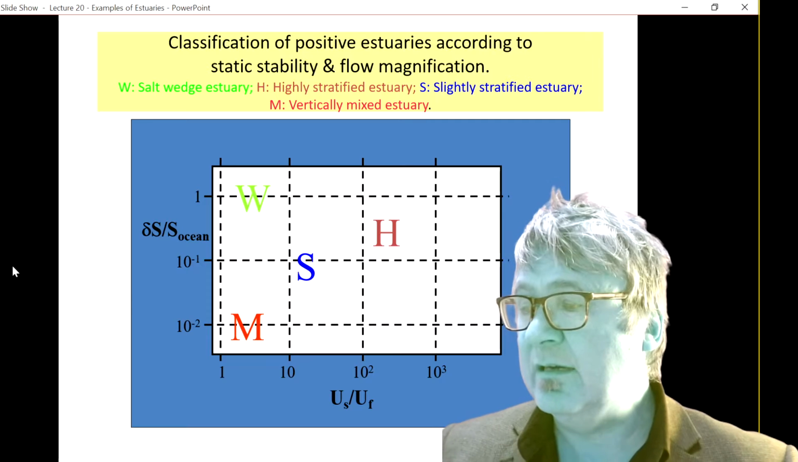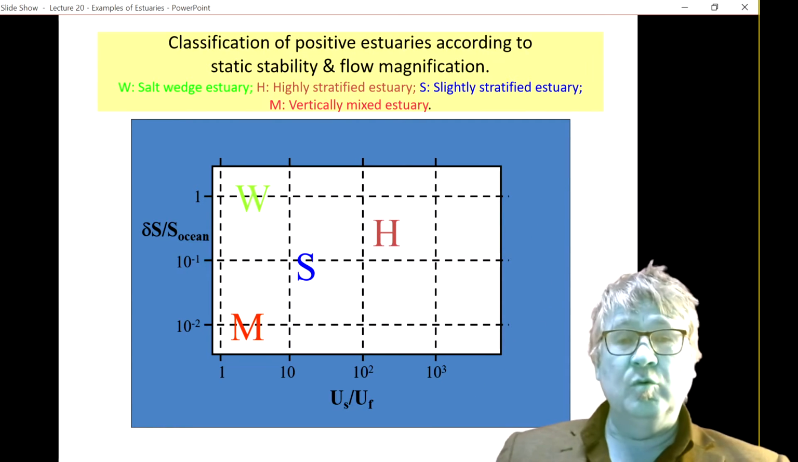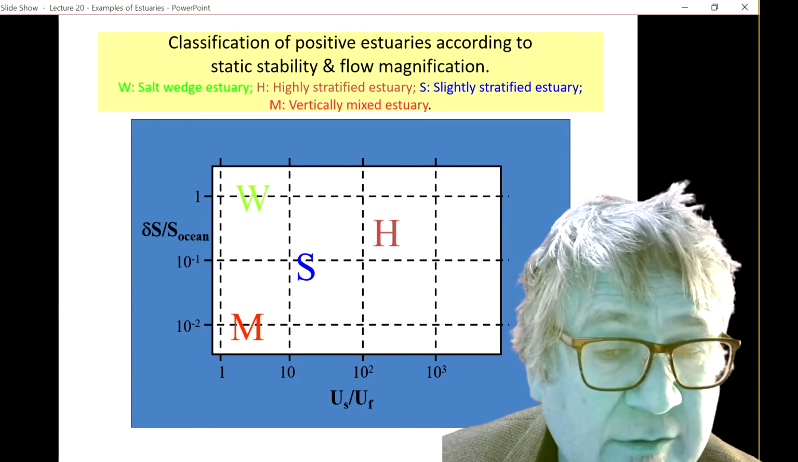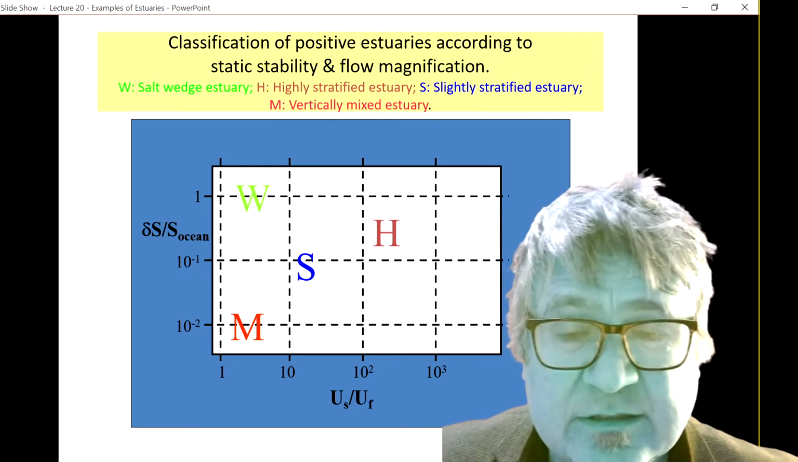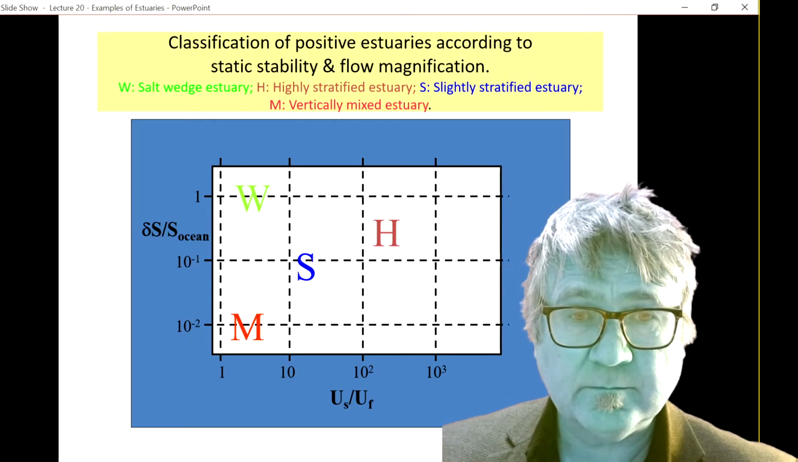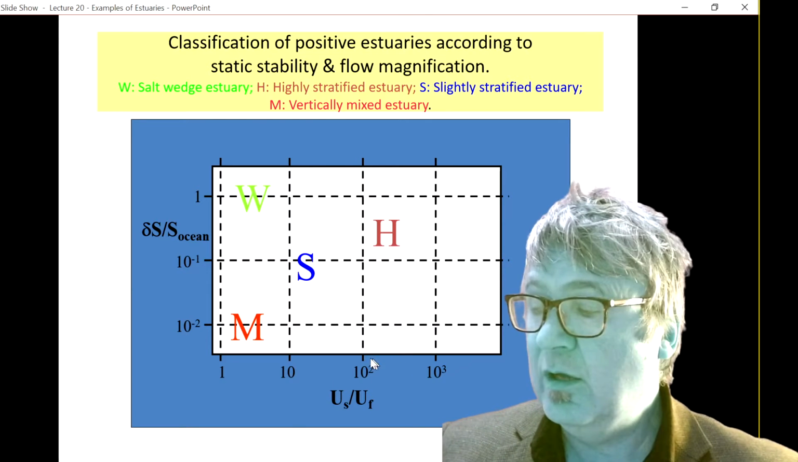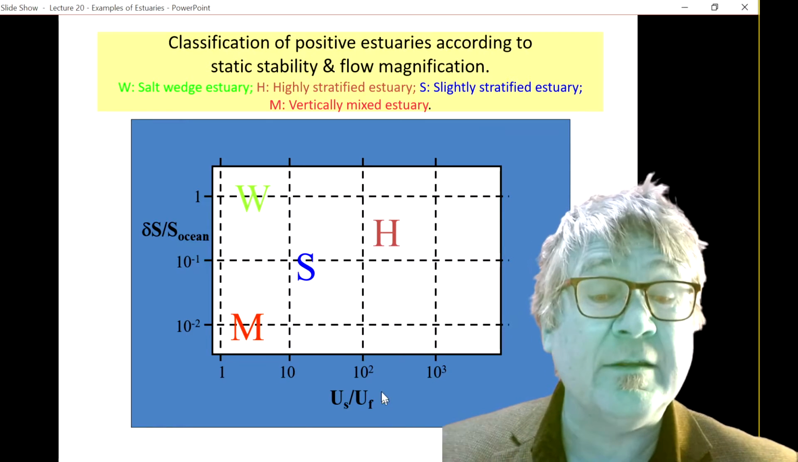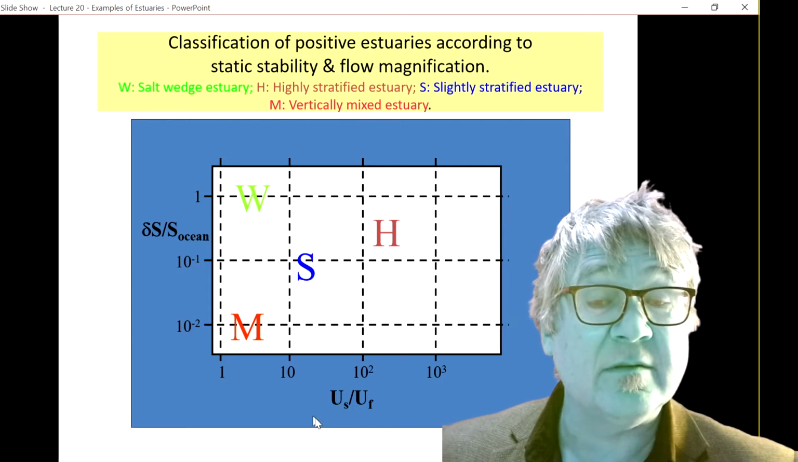Okay, this is the diagram that you can use to classify your estuary or to understand what type of estuary you have. This is for one estuary. Okay, or you can compare different estuaries if you want. So there are two features shown here, two properties. On the x-axis, it shows you this ratio US over UF. This is the flow magnification factor. It's a comparison of these two speeds.